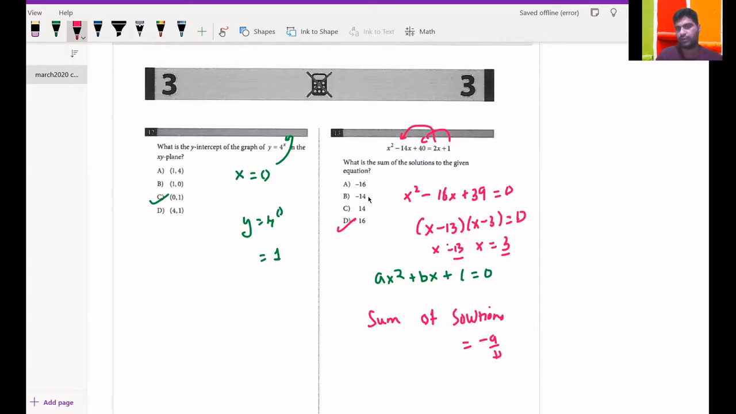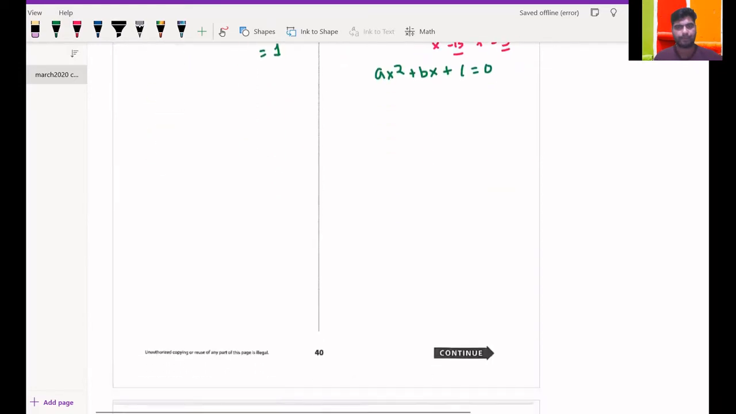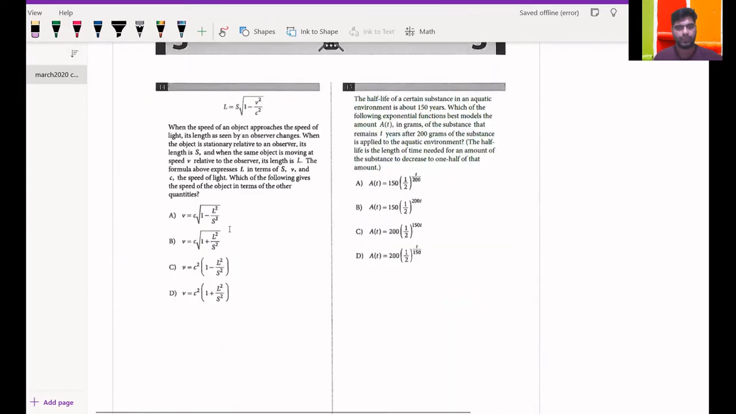c over a doesn't work. I think I'm mistaken here, but I'm pretty sure there is a formula for the sum of solutions. I'll check it and we'll see. Okay, so that's 13. 14.